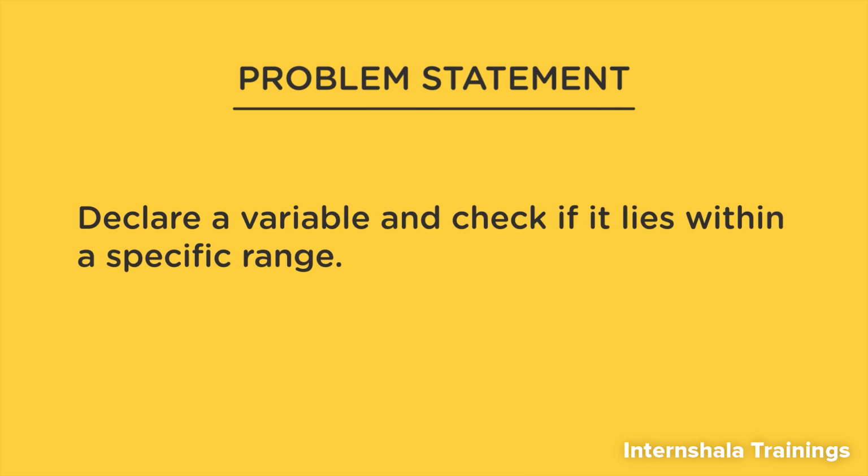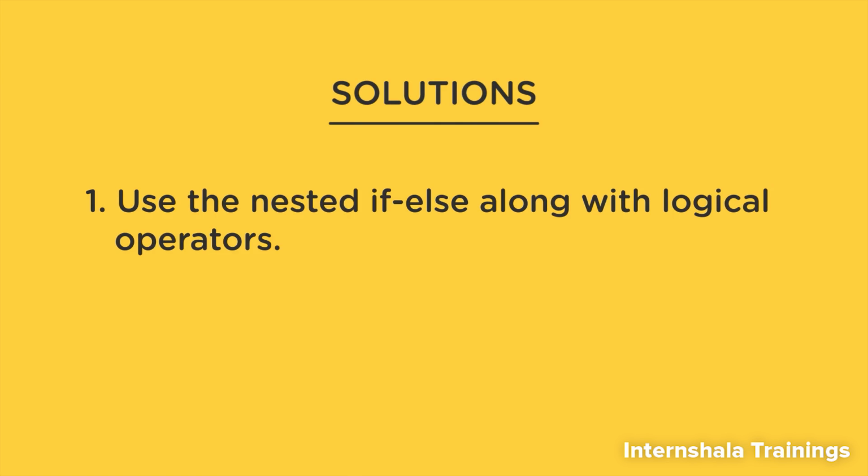Now let's say we want to check if a particular number lies within a specific range. So let's say we have a variable whose value is 5. We want to check whether the value lies between the range 1 to 10 or 11 to 20 and so on. One way is to use the nested if-else along with the logical operators. But there is a shorter method to do this. It can be done using the IN operator. And we can use the IN operator along with the WHEN operator to make the code shorter. So let's try the program for the problem statement we just discussed.